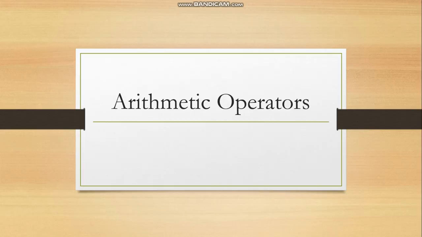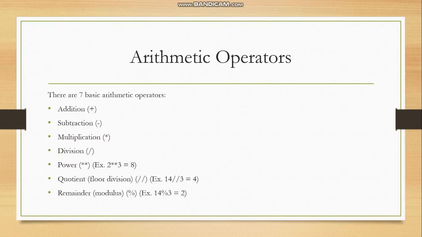Now, let's move on to arithmetic operators, which is basically just how you'll be doing math in Python. So we have 7 basic arithmetic operators. For addition and subtraction, we just have the classic plus and minus as symbols. For multiplication, instead of using the cross, because it can be easily confused as x, we use an asterisk. For division, we just use a slash.